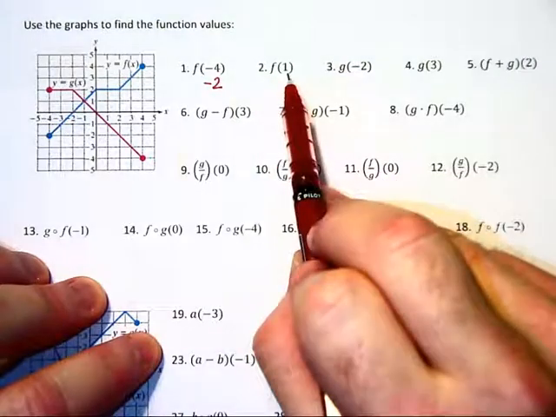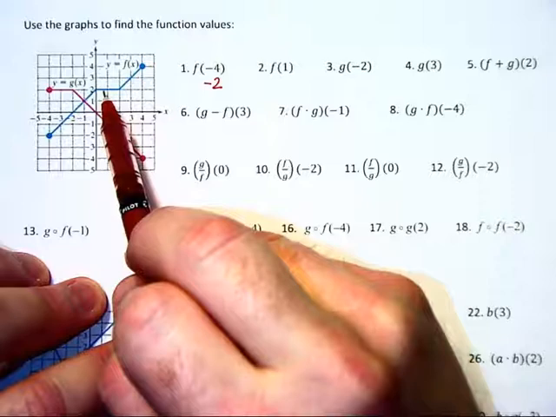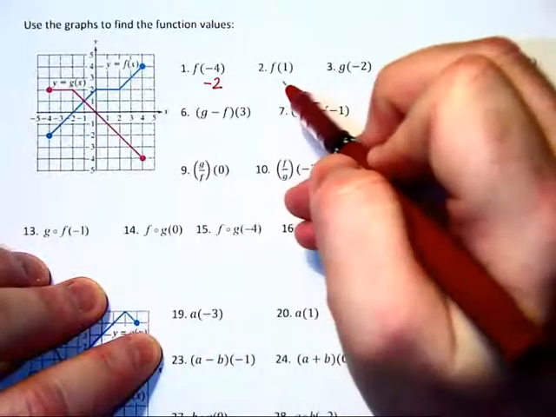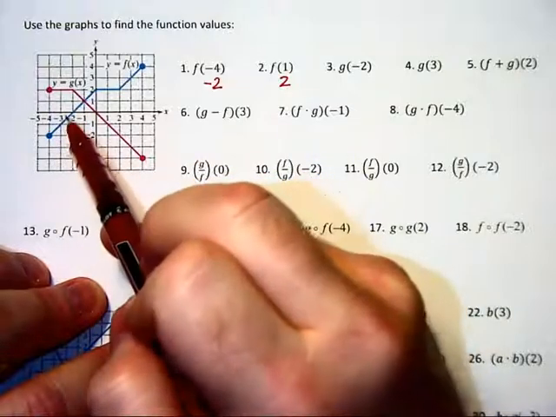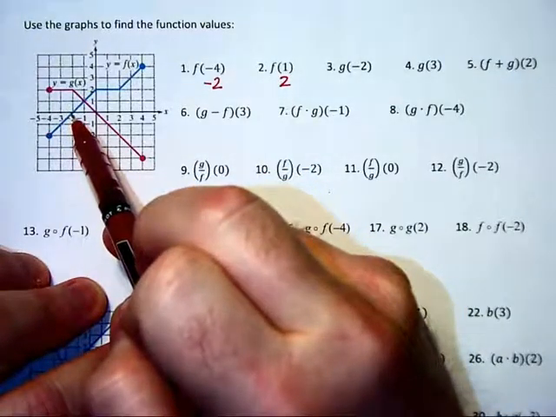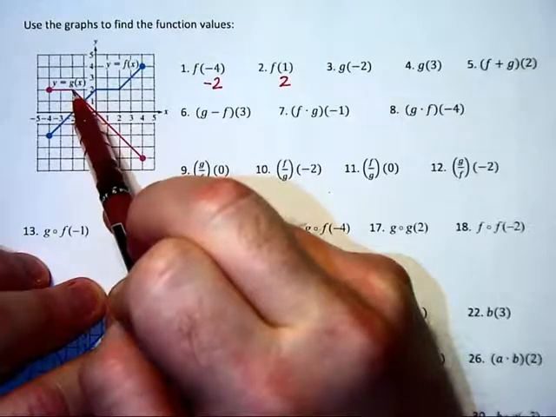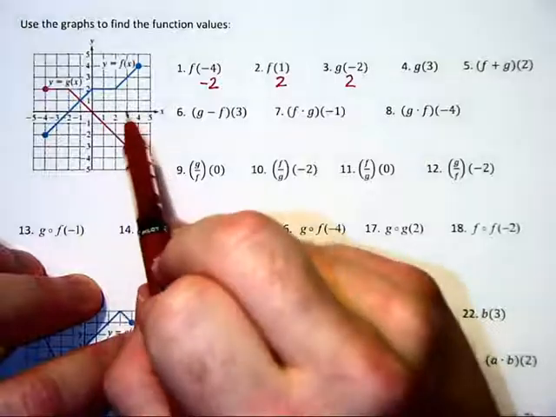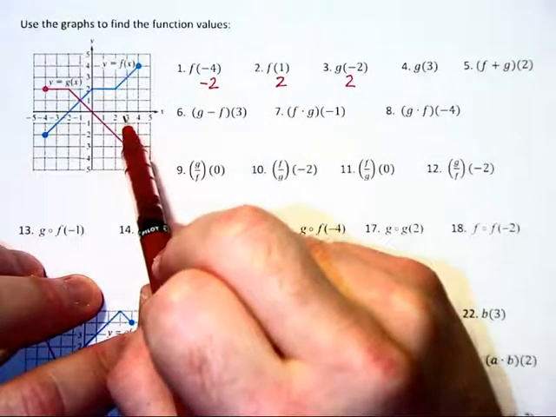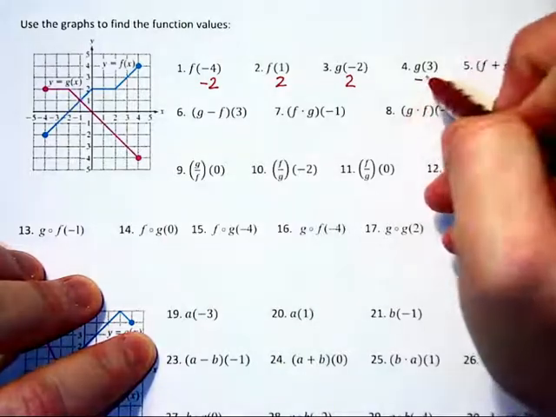f of 1, go to the x value of 1, which is the input, and go up to function f, which is at a height of 2, and so f of 1 is equal to 2. g of -2. -2 is here to the left. g is the red graph, so up to the red graph, which is at a y value of 2. g of 3, here's the 3. g is the red graph, so we go down to -3 as an output.